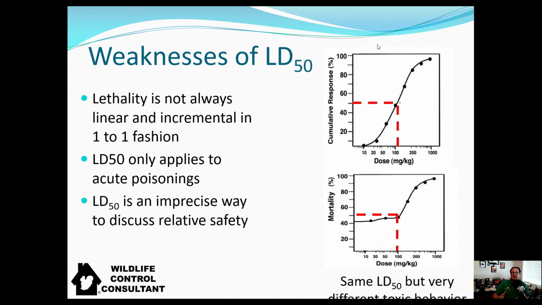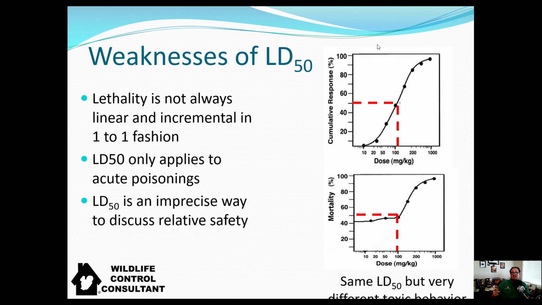LD50 is important because it gives us a way of comparing 2 different toxicants, but it doesn't tell us the whole story. It's only a snapshot, and it doesn't tell us how dangerous the product is on a subacute level if we eat it a little bit over time, or if we add a little bit more, or in some cases if we take away a little bit. It cuts both ways. Because look at the top right picture.